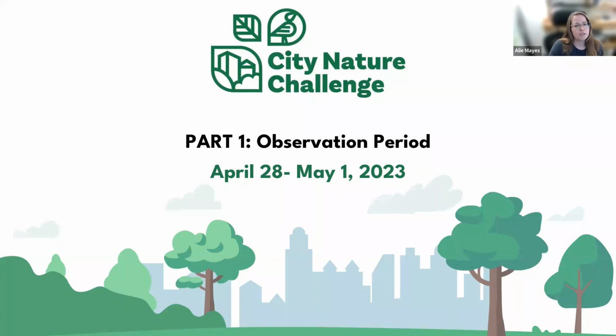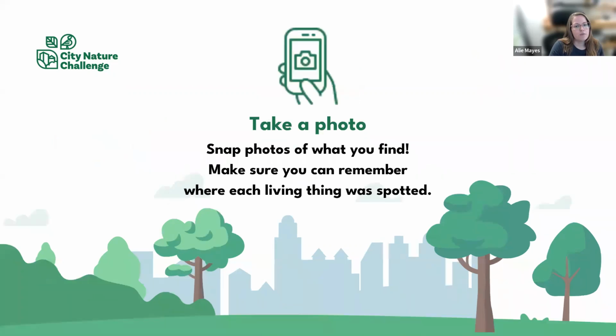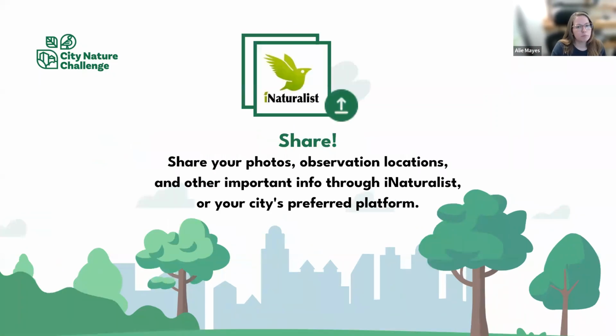So the City Nature Challenge itself is split into 2 parts. The first part is the observation period. So this is from April 28th to May 1st. And so this is when people are invited to go out, find observations of living things. This can be plants, animals, fungi, lichen, insects, and then we ask them to take a picture of it. So take a picture on your cell phone or your camera, and just make sure you have, if your location is on your phone, that's great. That's an easy way to make sure you have that location information. Otherwise, just remember where you took the picture so you can make sure when you upload it or share it to iNaturalist, you're able to input that information.